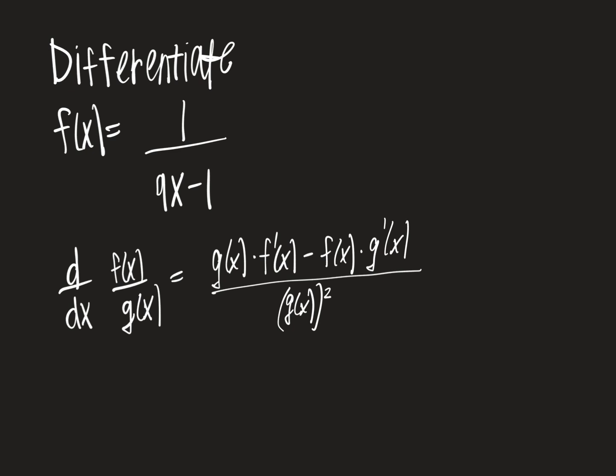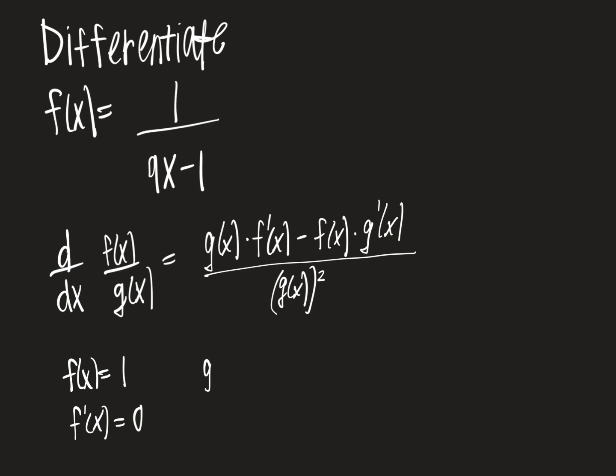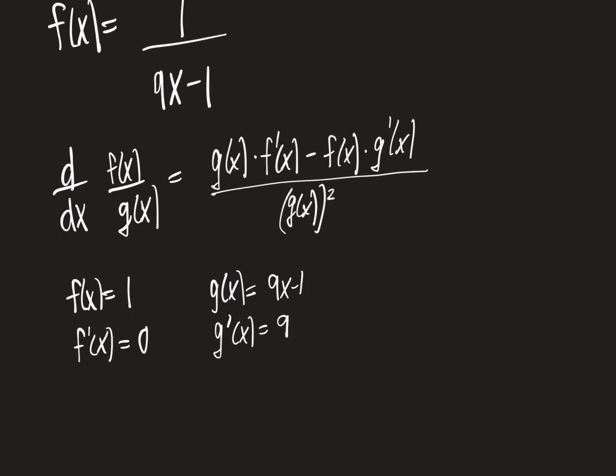And what you can do is, before you plug everything in, you can label. My numerator is 1, therefore the derivative of 1 is 0. My denominator, my g of x, is 9x minus 1. The derivative of that, the derivative of 9x minus 1, is just 9. And now we're about to plug everything in. We'll just call this y prime, the derivative.